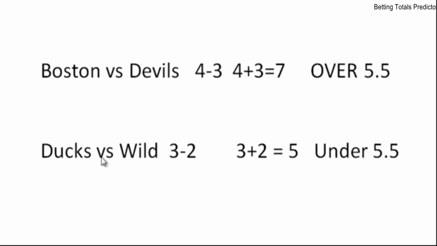Another example is the Ducks against Wild. The score was 3-2. 3 plus 2 equals 5, which means this game was under 5.5. So if you played under 5.5, you would have won.